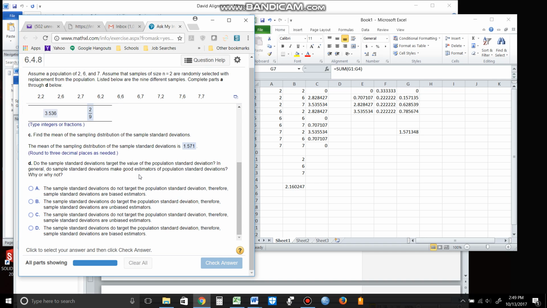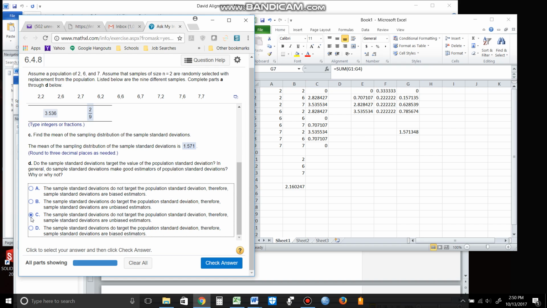And now, do the sample standard deviations target the value of the population standard deviation? Well, clearly you can see that they do not. I have one value here, I have one value here. They are not the same. So therefore, let's look at these responses. So right away I can tell you that B and D are not going to be valid. C is going to be the answer. The sample standard deviations do not target the population standard deviation.